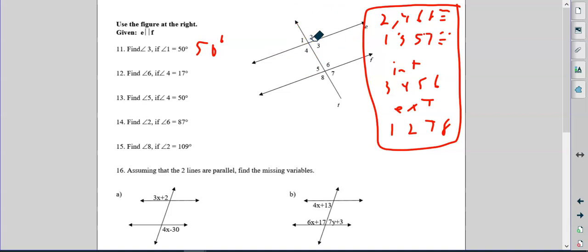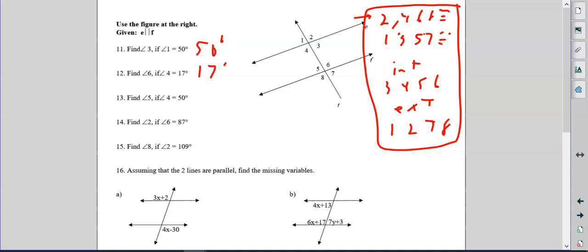Moving on. Find 6 if 4 is 17. All right. So 4. Obviously, that's not 17 degrees, but we're just going with it. Find 6. Well, 6 is an alternate interior angle. Up here, we said 2, 4, 6, and 8 are all equivalent. So therefore, it's 17 degrees also. See how easy this chart is? It helps you? Hopefully you do.